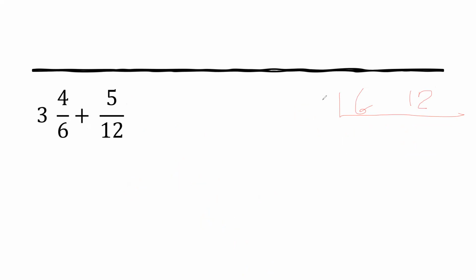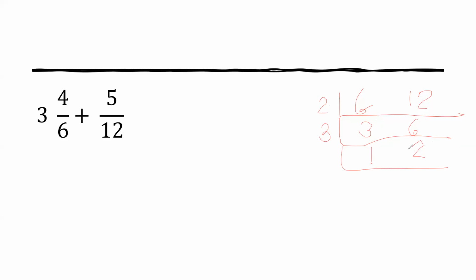Ano makakapag-divide? 2 po. 6 divided by 2? 3. 12 divided by 2? 6. So, anong pwede mag-divide? 3. Diba? 3 divided by 3, 1. 6 divided by 3, 2. Okay? May makapag-divide pa kaya sa 1 at 2?